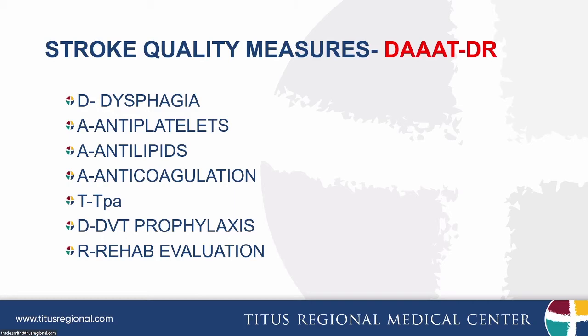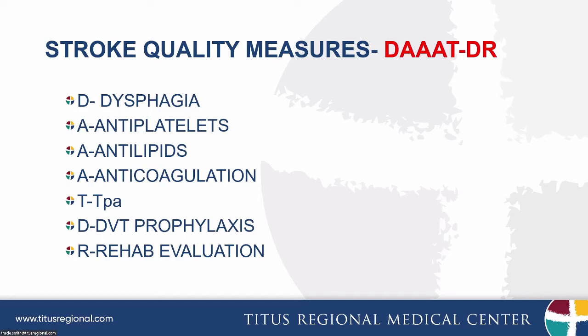DOCTOR. D stands for dysphagia screen. So the patient should get a dysphagia screen from the ER. A stands for antiplatelets, so aspirin or Plavix will be good enough. A for antilipids, maybe atorvastatin 80 milligrams, high intensity, according to new guidelines. A for anticoagulation. Some patients may need Coumadin, or they may need Eliquis for atrial fibrillation.